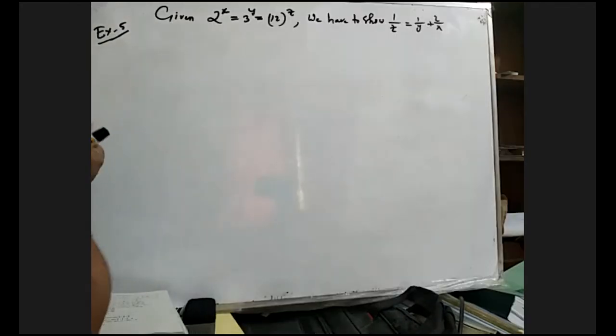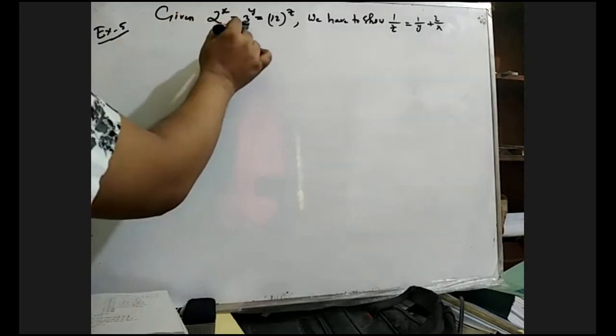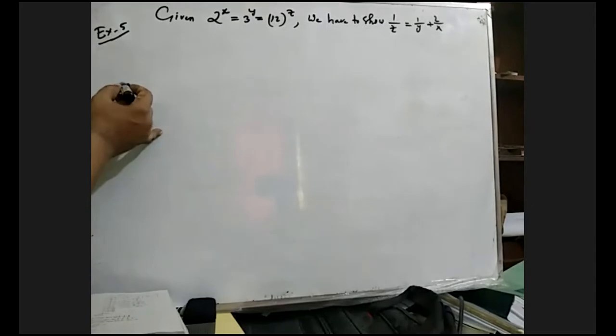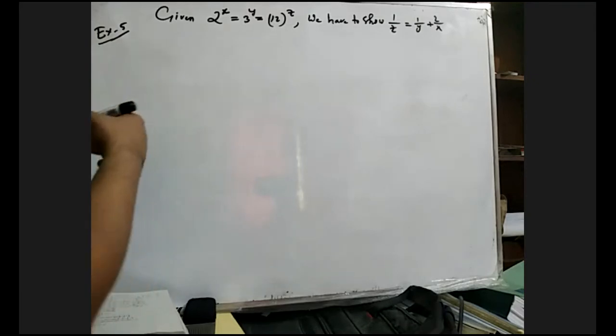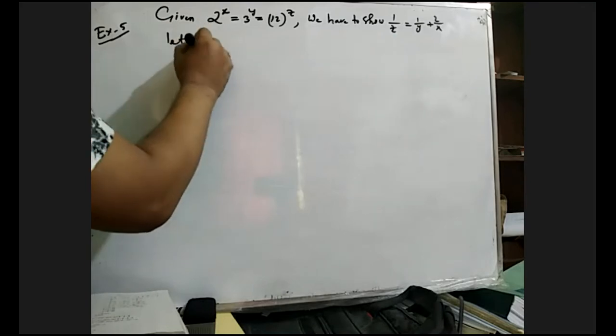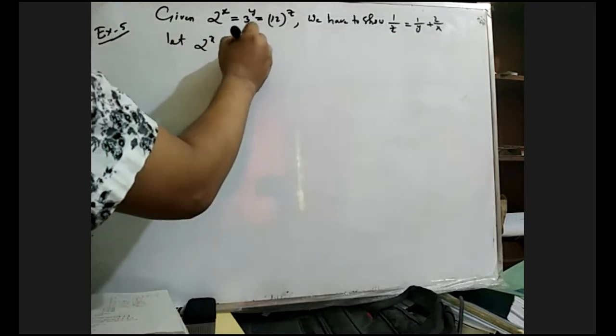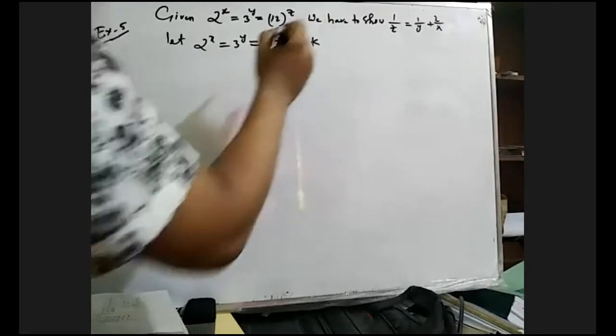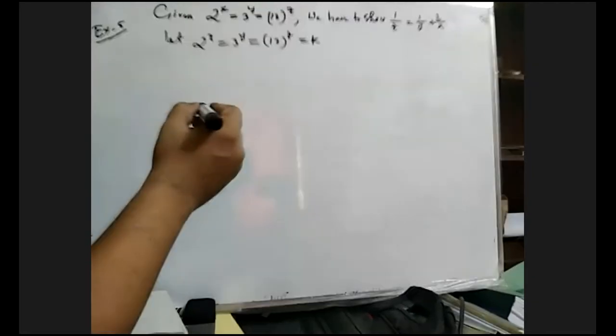Okay, now next example, given 2 to the power x equals to 3 to the power y equals to 12 to the power z, then we have to show that 1 by z equals to 1 by y plus 2 by x. Okay, we have to prove this condition. Let 2 to the power x equals to 3 to the power y equals to 12 to the power z equals to k. We have to consider this whole equals to k.